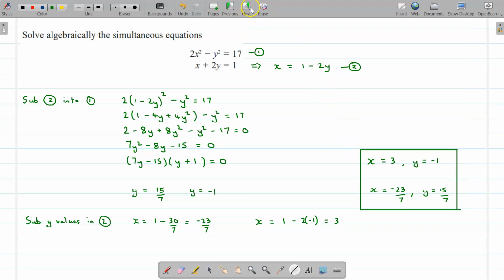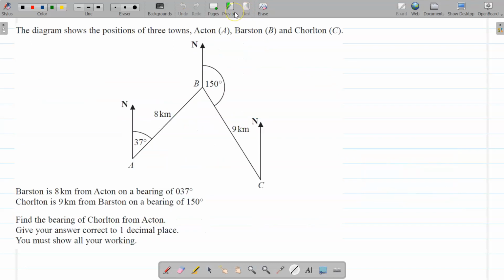Okay, so next question. Now, this is a good one because it contains bearings as well as the sine and cosine rule. So you've got to work out the bearing of Chorlton from Acton. So what I'm going to do first is mark on there what you're actually looking for. You're looking for the bearing of Chorlton from Acton, and that is actually all of this angle here, because it's measured clockwise from north. So it's 37 plus whatever this bit is.